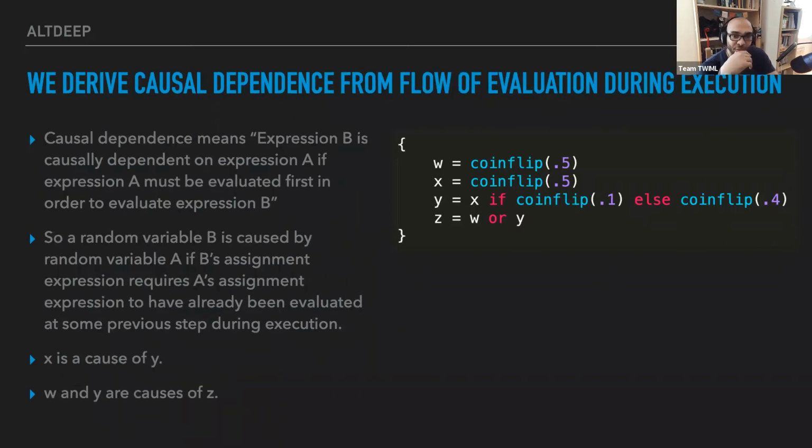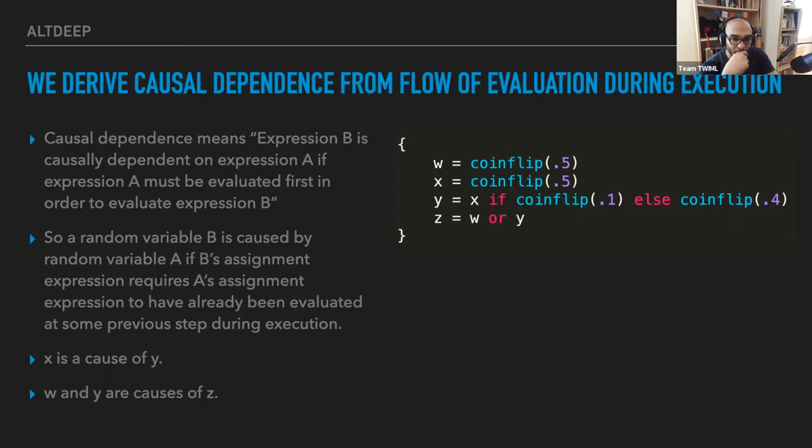So what does it mean to have causal dependence in a program? We're going to derive causal dependence from the flow of evaluation during execution. From a high level, we'll say expression B, an expression being something that evaluates to a value in code, is causally dependent on expression A if expression A must be evaluated first in order to evaluate expression B. So in order to evaluate expression B, we have to evaluate expression A first.